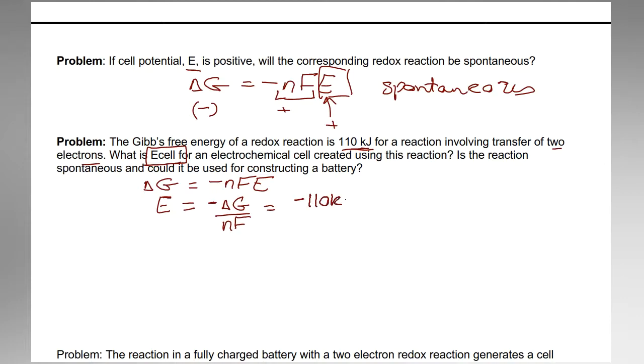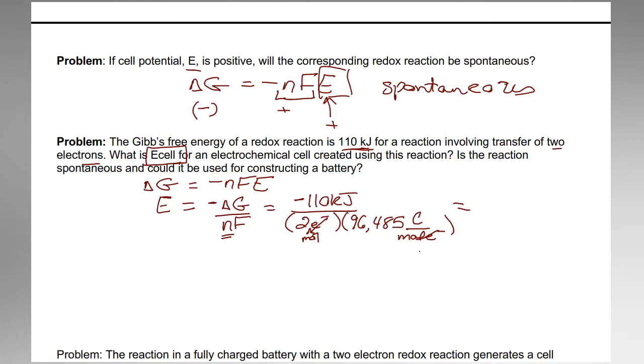Minus 110 kilojoules is our minus delta G, divided by how many electrons are transferred in the process? 2 electrons, times Faraday's constant, which is 96,485. What units does Faraday's constant come with? Coulombs per mole of electrons. This is 2 moles of electrons in the balanced chemical equation. Those units now cancel.